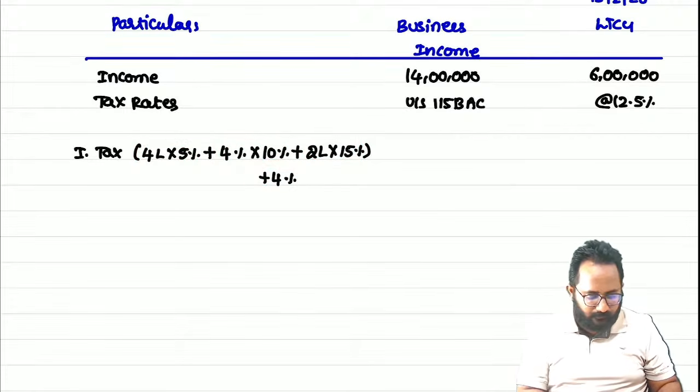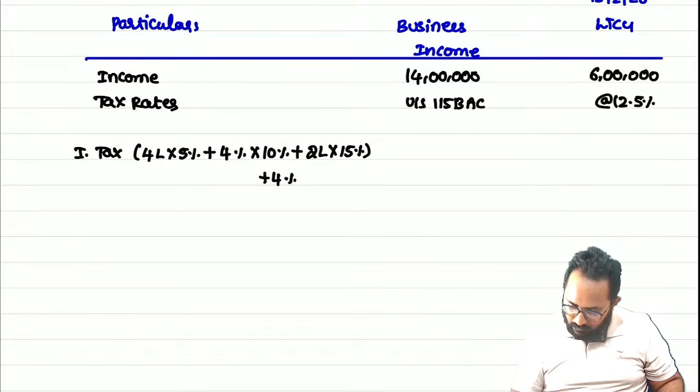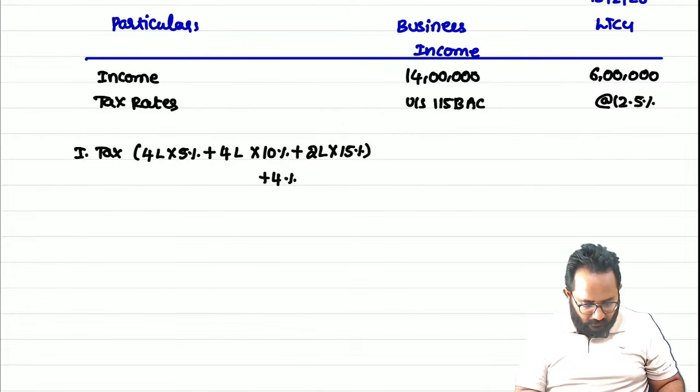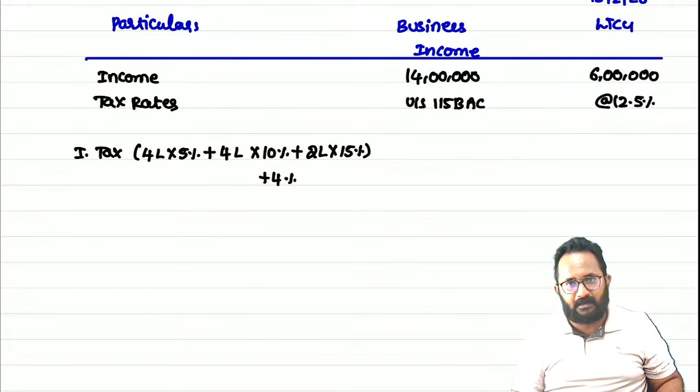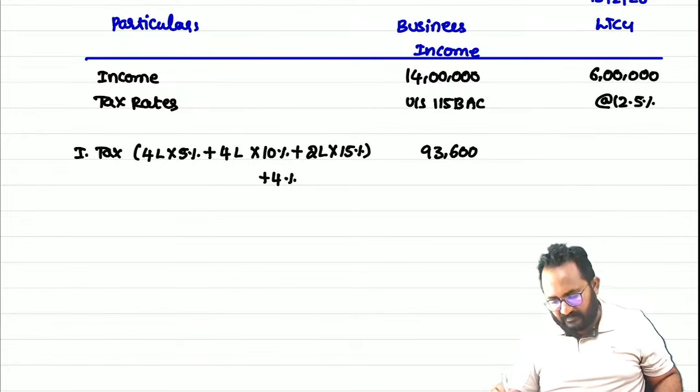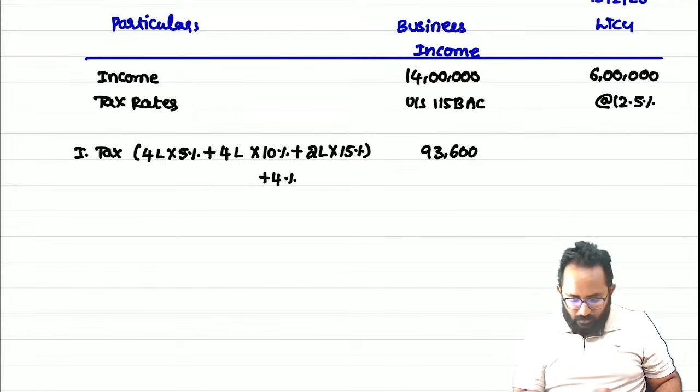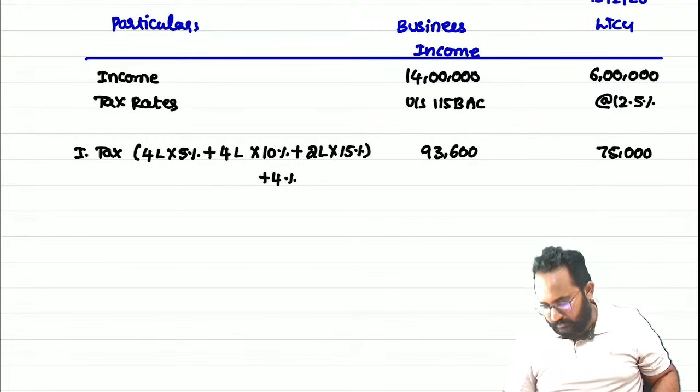How much will it be? 4 lakh into 5% plus 4 lakh into what? 10%. Plus 2 lakh into 15%. Then you will get 90,000, right? 90,000 plus 4% is 93,600. Here 6 lakh into 12.5%. How much? 75,000 you got.